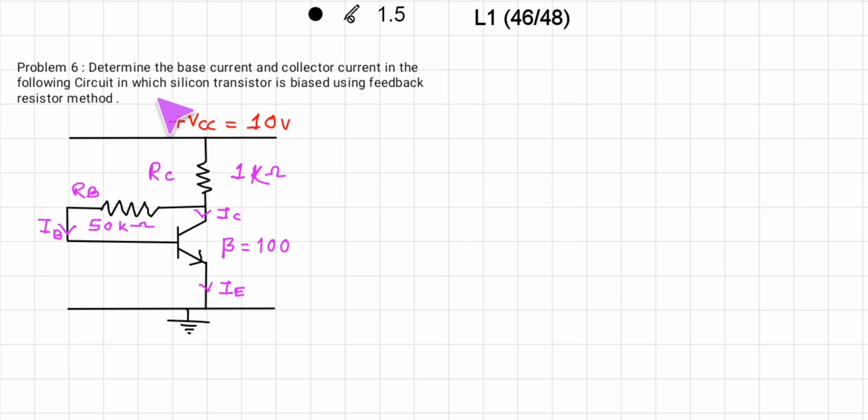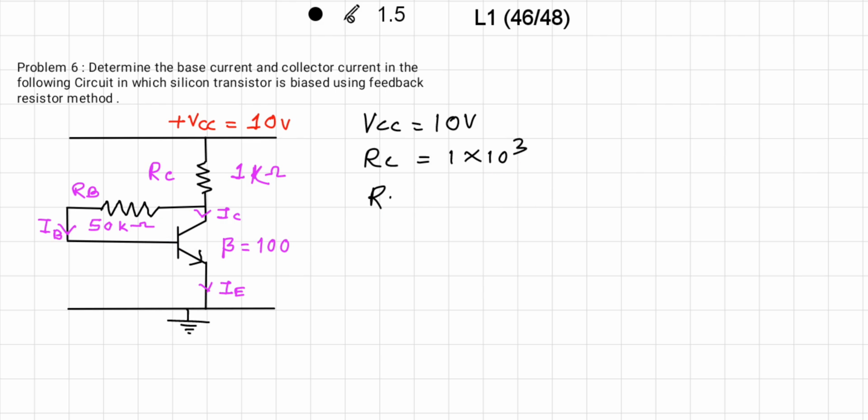Okay, the important thing to be noted: silicon transistor used means what? Its threshold voltage, knee voltage, is 0.7 volt, that you remember, and it is biased using feedback resistance. Now see, whenever we have to find out the base current, what things are given from this figure? Let us consider that VCC is given as 10 volt, that is the first thing. Then RC, the collector resistance, is given as 1 into 10 raised to 3, that is 1 kilo ohm.